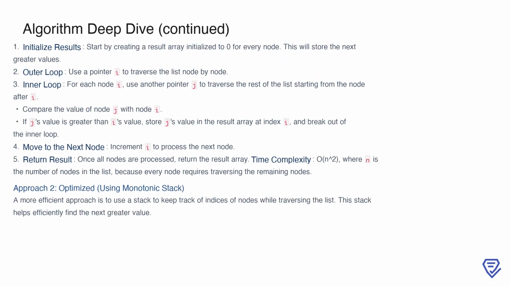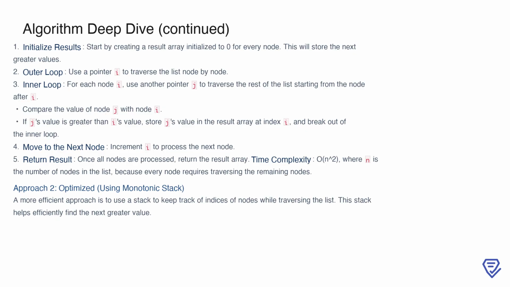To implement the brute force approach, we start by initializing a result array with zeros, where each position corresponds to a node in the linked list. This array will store the next greater values. Then, we use a nested loop structure. The outer loop iterates through each node using a pointer, while the inner loop checks the nodes that follow the current node. For each pair, we compare their values.